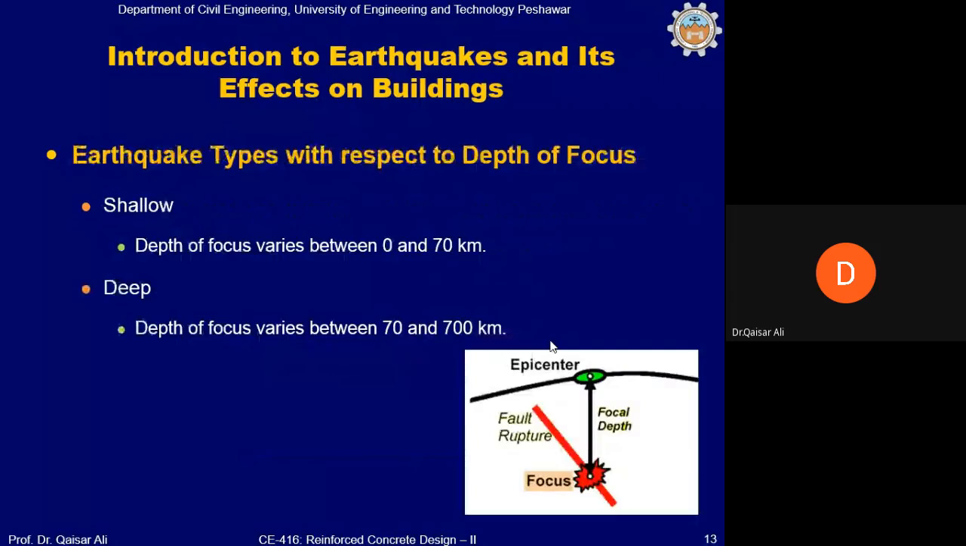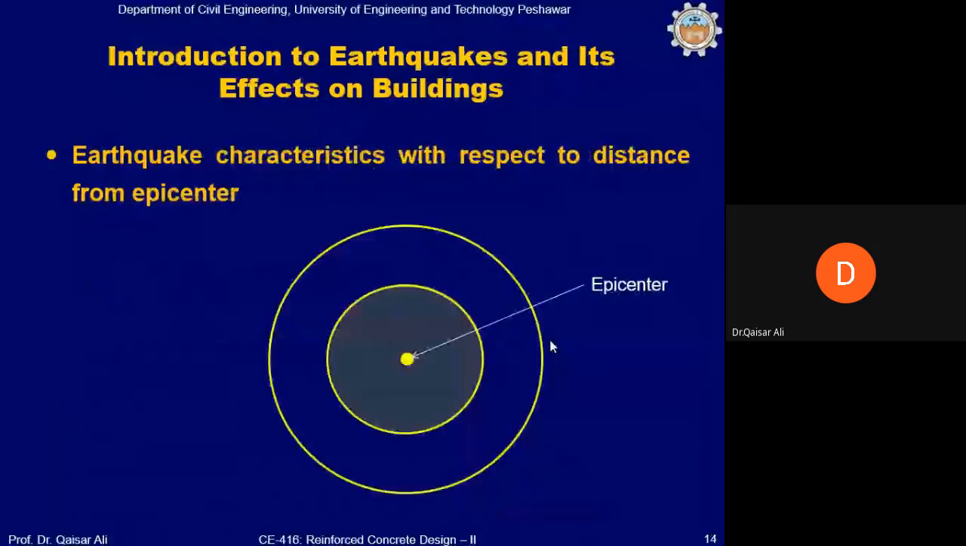Okay, the types of earthquakes. This again, you would have studied in the course of seismology: shallow earthquakes are those whose depth of focus varies between 0 and 70 kilometers, and deep earthquakes are those where the depth of focus varies between 70 and 700 kilometers. Okay, this is an important discussion with regard to earthquake engineering.